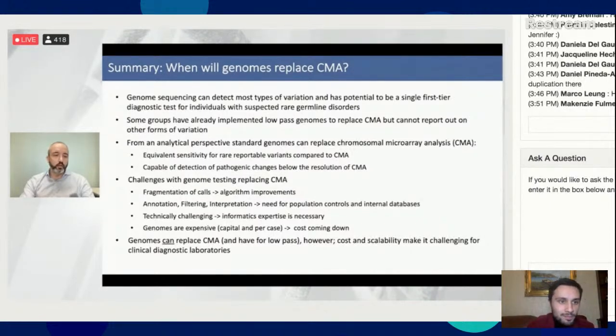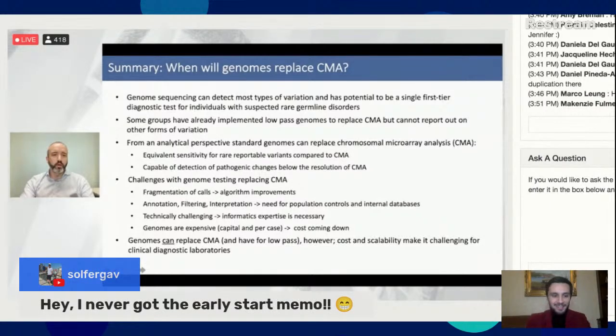It's obviously technically challenging to do genomes. Informatic expertise is certainly necessary. So I think this is one of the challenges for any diagnostic lab. And it can be expensive, so a large capital cost, and even per case. This cost is coming down over time. And once you start factoring in doing a microarray and an exome on the same individual, it starts to get a little bit more equivalent in terms of cost.